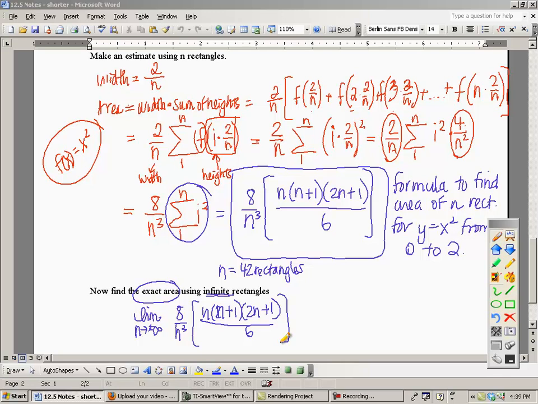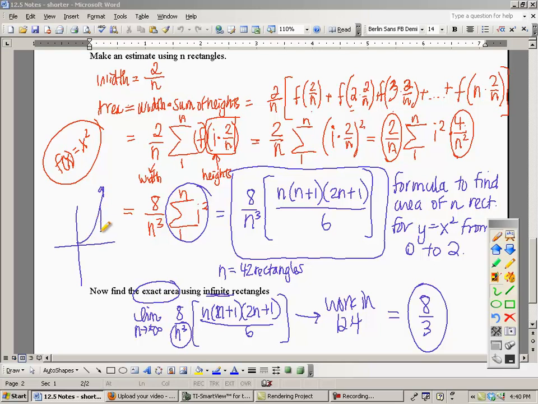Now, I'm not going to do all of the work because this work we did in 12.4. If you feel like you need to go through it again, fine. Or if you want to divide out this n cubed, you could do that too. But we found 8/3. And so what we didn't tell you in section 12.4 is that you just found this exact area under a curve for x squared, and I'm looking at this parabola, from 0 to 2, you just found this area.